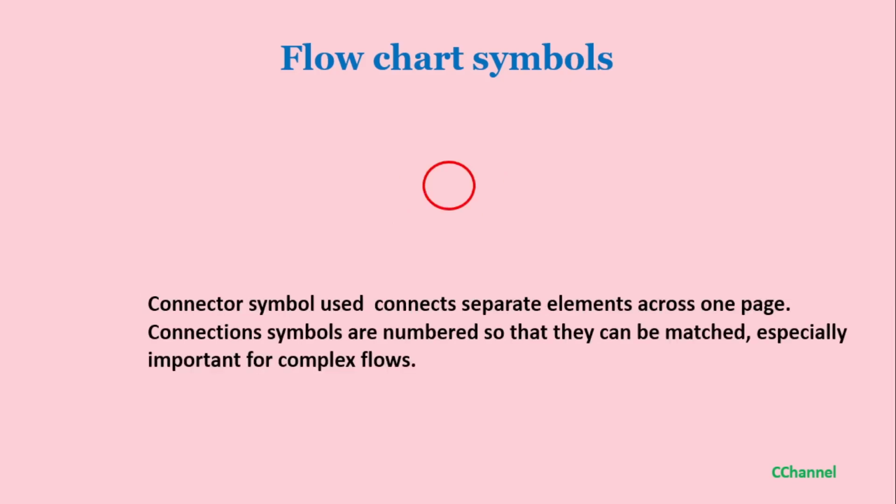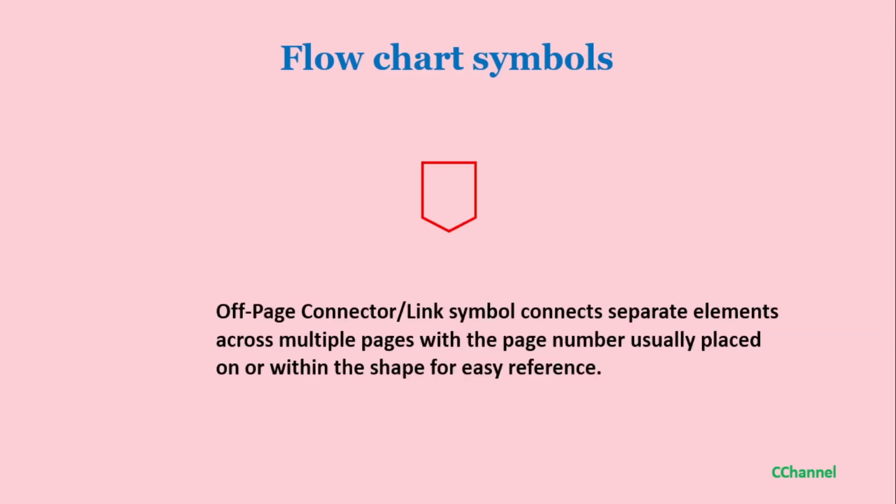Connector symbol is used to connect separate elements across one page. Connection symbols are numbered so that they can be matched, especially important for complex flows. Off-page connector or link symbol connects separate elements across multiple pages, with the page number usually placed on or within the shape for easy reference.